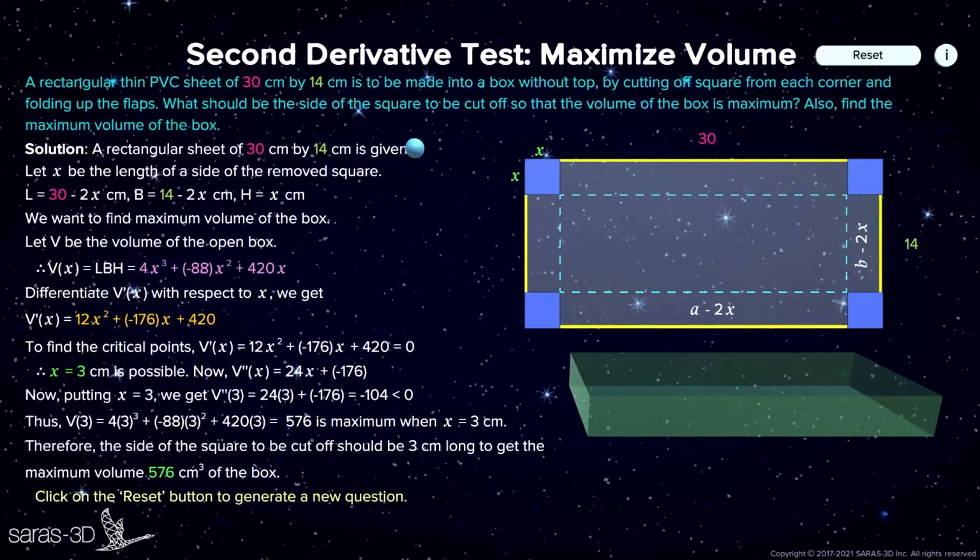So this is how we can apply the second order derivative test to maximize volume. I hope you were able to understand this question.